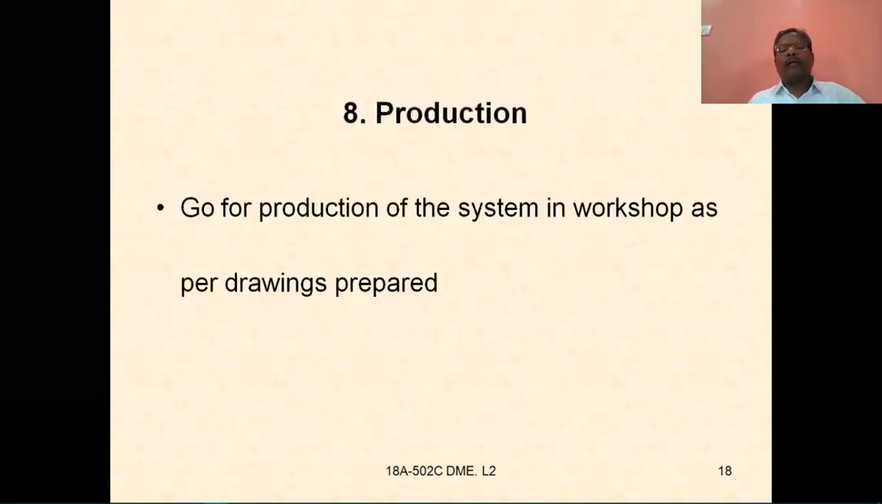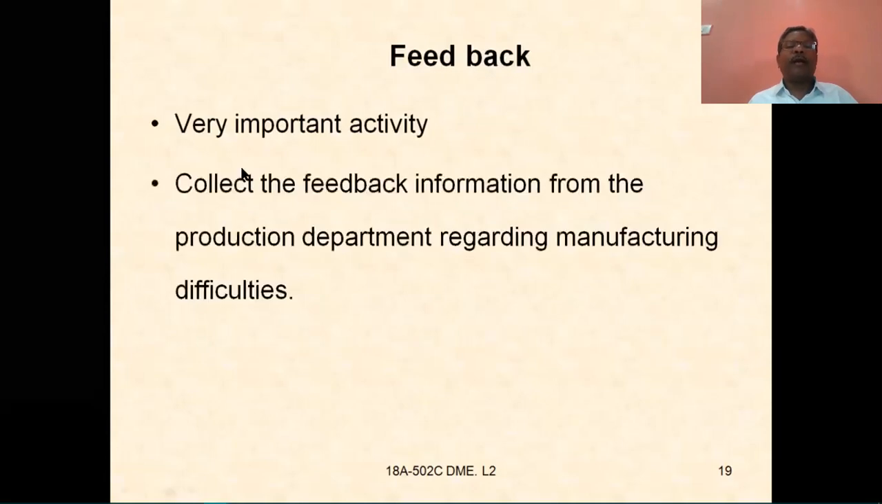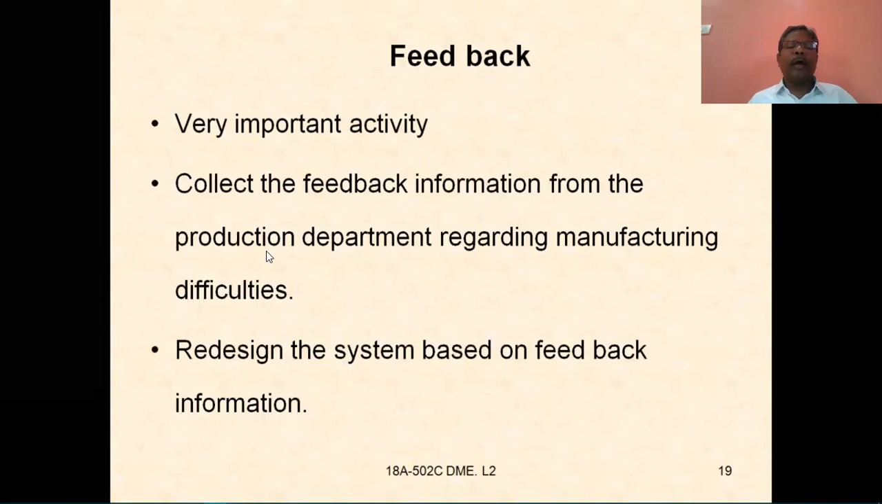So after production as per the drawings, you finally go to feedback. It is a very, very important step in the design procedure. Collect the feedback information from the production department regarding manufacturing difficulties. If any modifications are needed, if any difficulties or problems are there in manufacturing, or sometimes the machinery may not be available or may not be functioning, in such cases you have to redesign the system based on feedback information. So it is one of the most important steps and the final step of the design procedure, right?